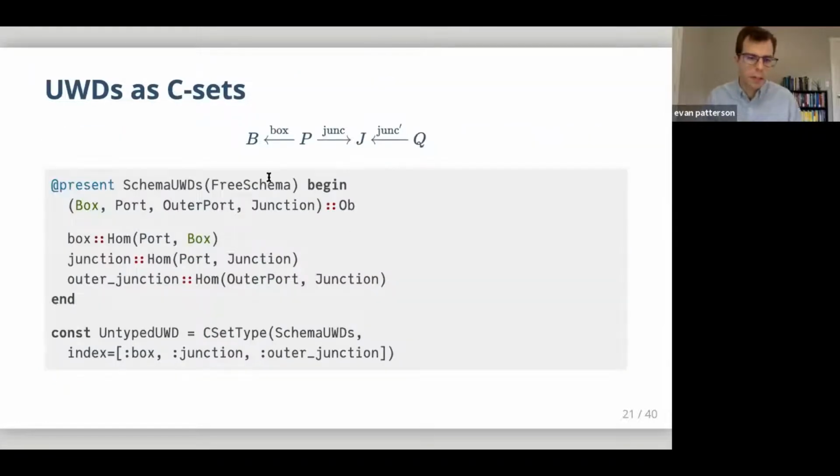Okay, but so we're getting back to the theme of UWDs. So here's our schema for UWDs, which we saw before. And so now we can express this in code in the following way. We define objects for the box, the port, the outer port, and the junction, and then we define the three morphisms in the diagram. So this is a direct translation into code of that picture. And then we can instantiate a type for that. And so this is exactly how the data structure for UWDs is implemented in CatLab. This is a copy paste.